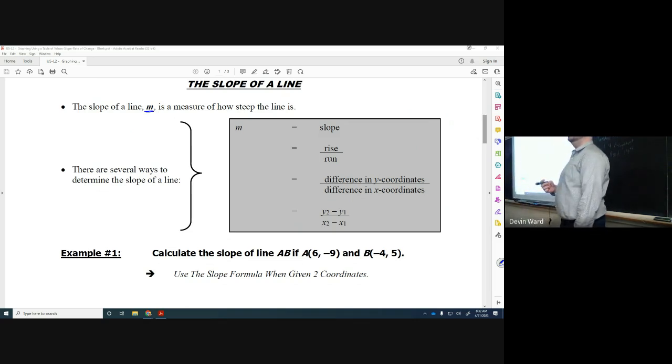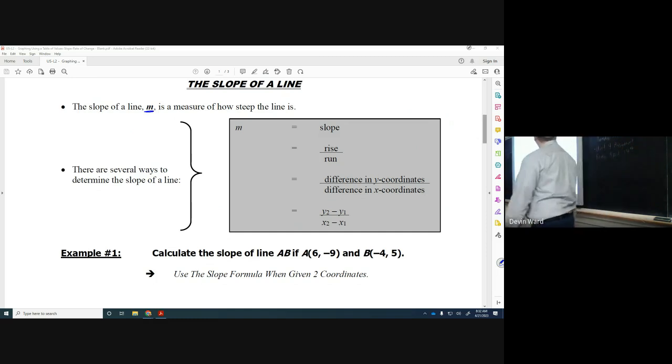It stands for measure, I don't know. The slope is m. It probably comes from Latin or something. But it's a measure of how steep the line is, okay? So if you have a really flat line, you have a very low slope. The steeper your line gets, the higher your slope gets, until it's vertical and the slope is infinite.